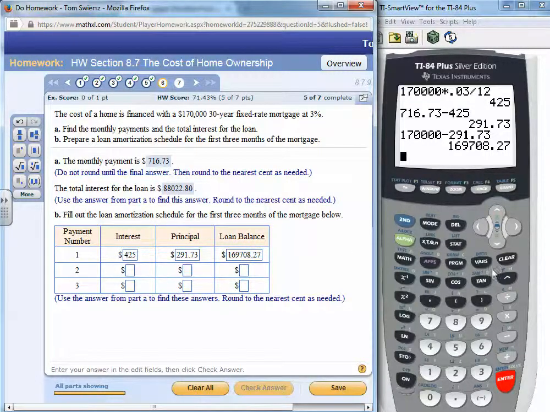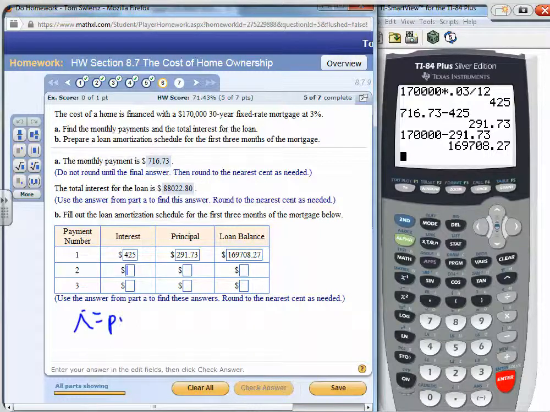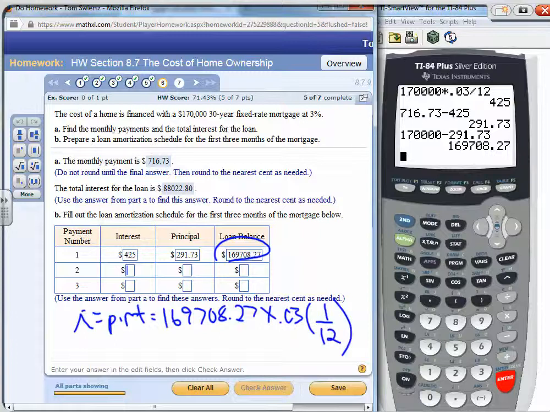169,708.27. All right, now, what's the interest for the next month? It's not going to be 425. It's going to be a little bit less, because the interest is principal times rate times time, and the principal now is 169,708.27, times 0.03, divided by 12. So you have to use the new loan balance. That's what we'll do on our calculator.